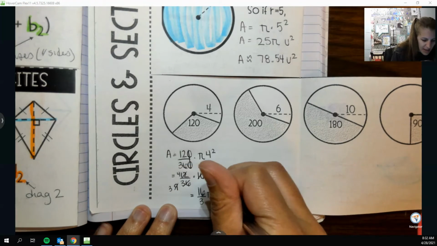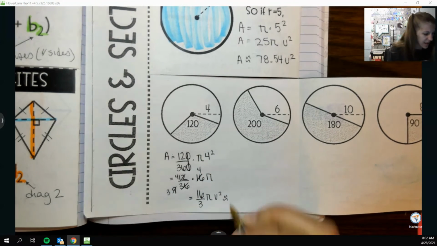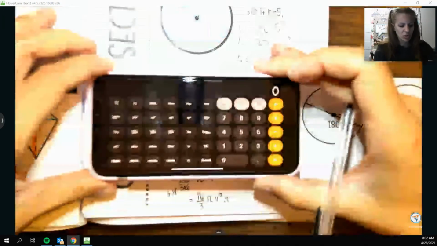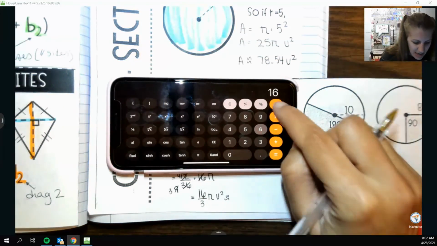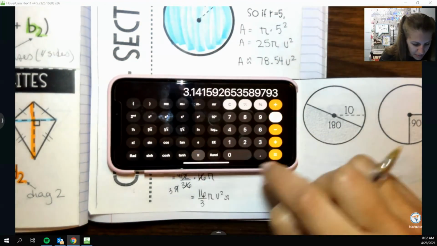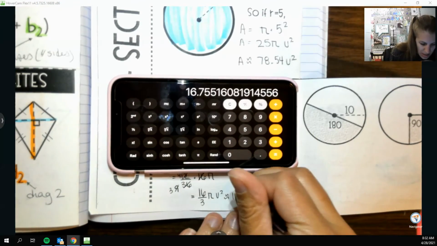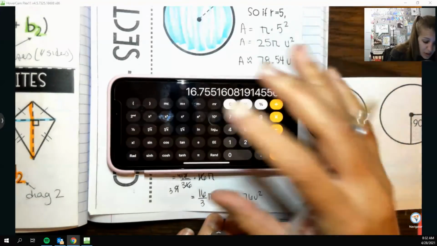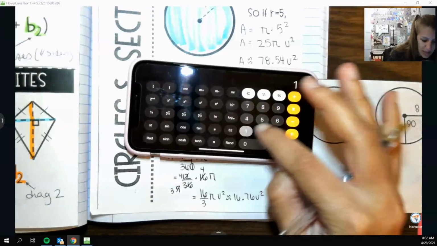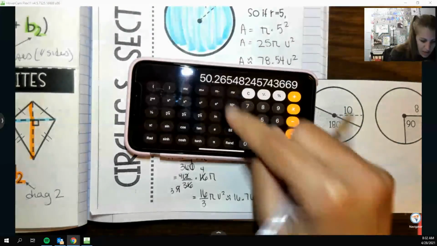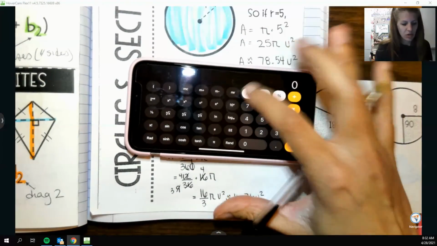And then if I want the approximate, which sometimes we want the approximate, I would do 16 divided by 3, and then times pi. So 16.76 units squared. Which, if you compare that to the full area, which would just be 16 pi, it should be less. And it is, which is good.